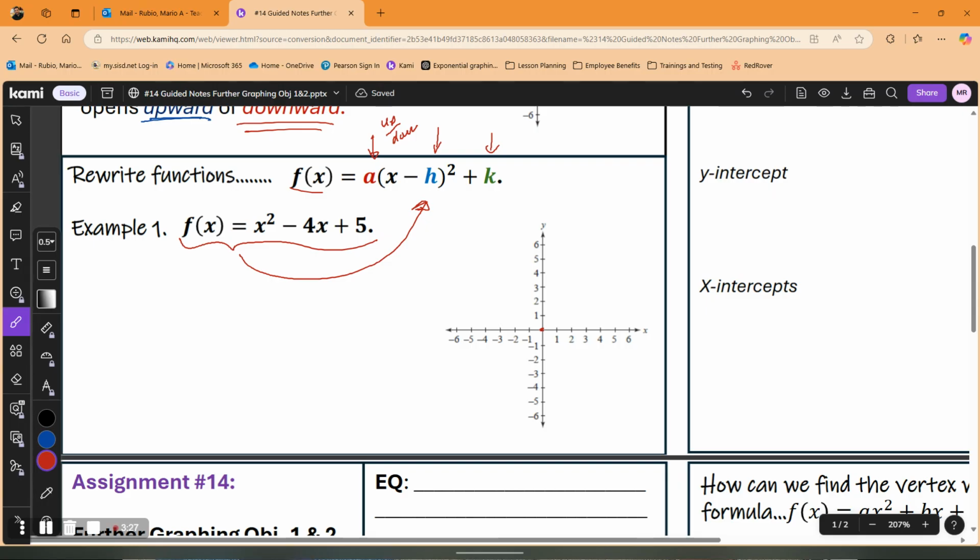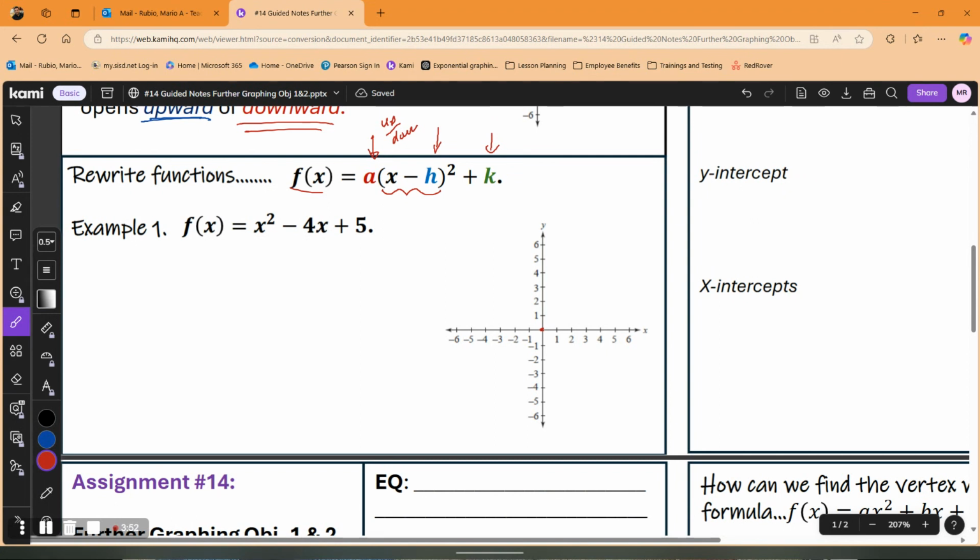So what I'm going to try to do is take this f of x, x squared minus 4x plus 5, and make it look like this so I can rewrite it and get to a solution in a simpler way. The first thing we need to recognize is I need to get something that looks like this, an x minus a number, squared. And the way I can do that is by doing something called completing the square.